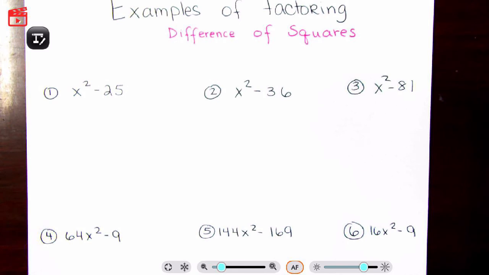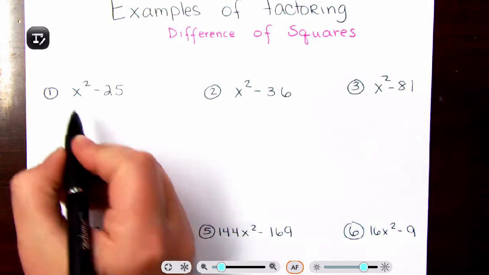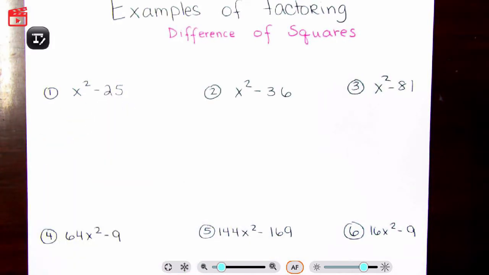In today's video, we are doing a few examples of factoring with difference of squares. That is a very special binomial where we have a squared term as the first term and a squared term as the second term. That, when factored, gives us a very special binomial multiplication.